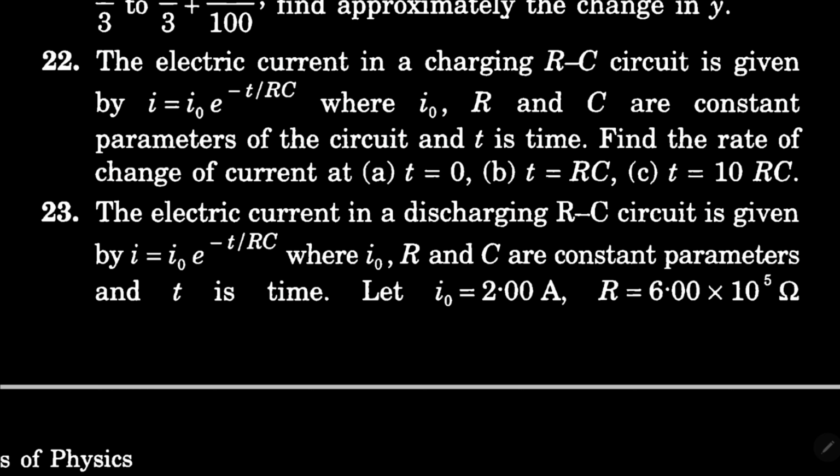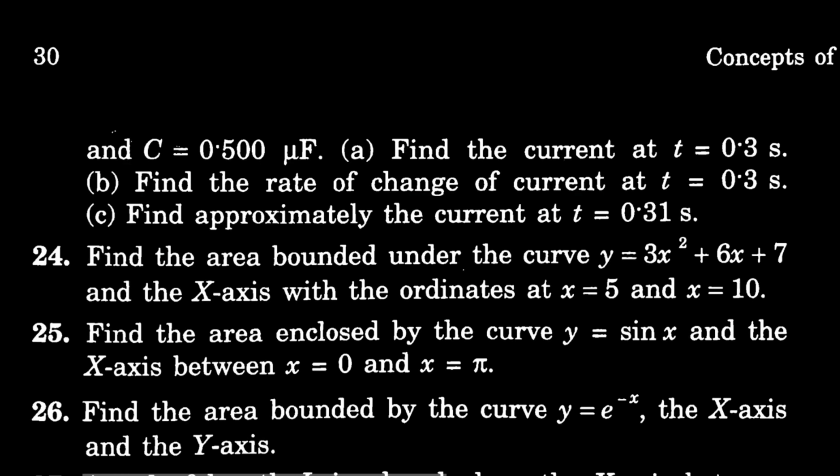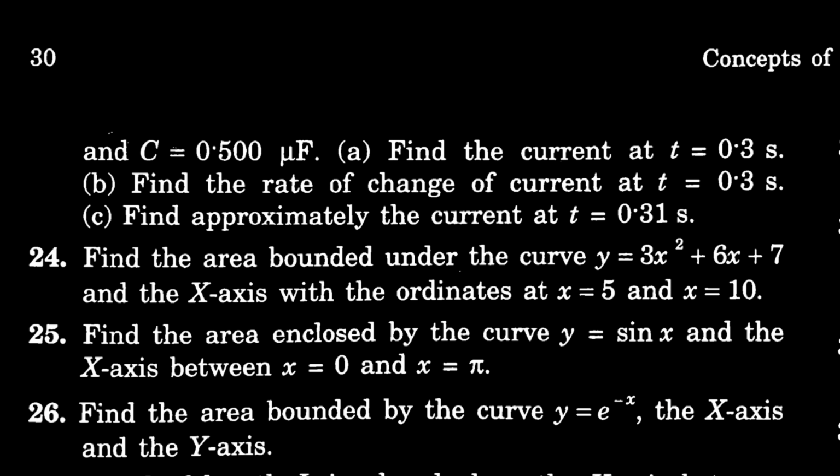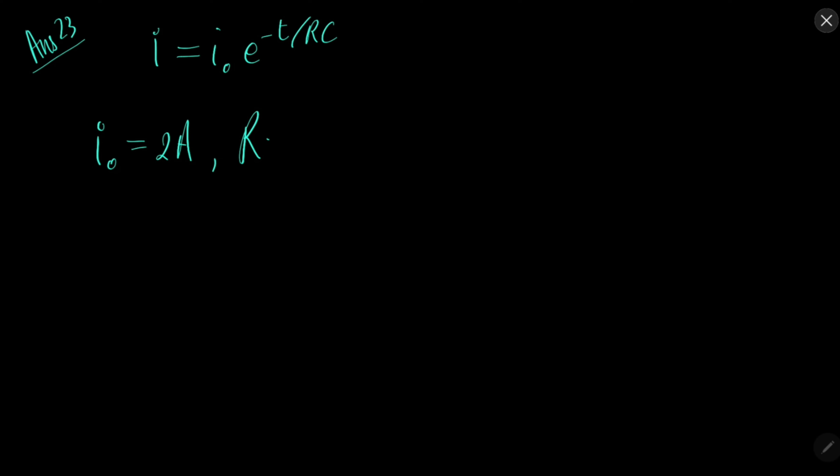In question 23, electric current in a discharging RC circuit is given, and we need to do the same thing. Here we need to find current at different time intervals and rate of change of current at different time intervals. So this is the 23rd. Now here current is I naught e to the power minus t over RC. I naught is 2 ampere, which is the peak current. Resistance is 6 into 10 to the power minus 5 ohm.